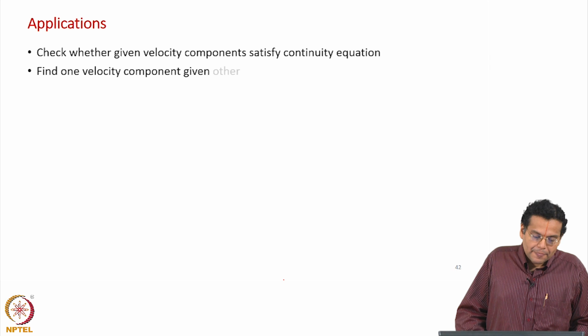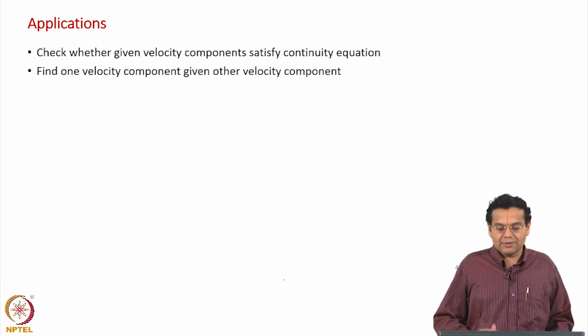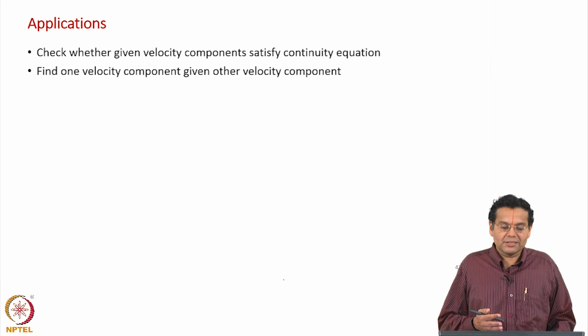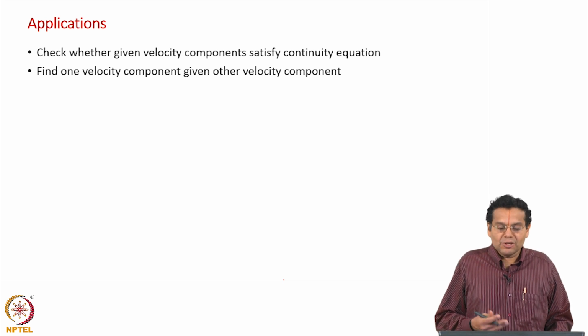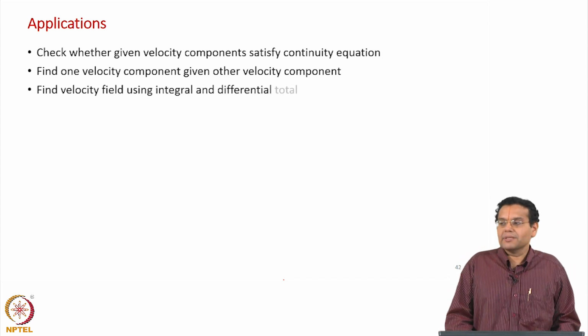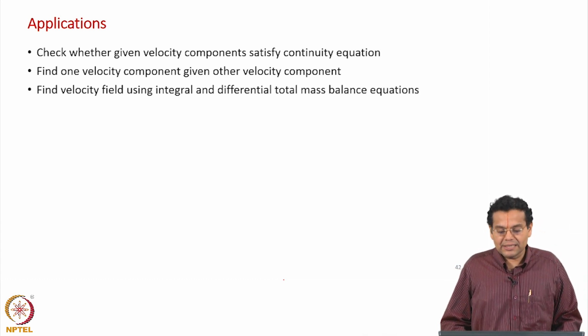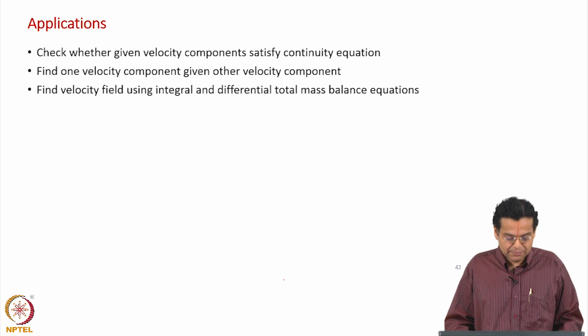Second, if you know one velocity component, you can find the other velocity component. As we have seen, the continuity equation puts a restriction on how one velocity component depends on the other. So if you specify one, let us say in 2D, you cannot independently specify the other; it is constrained by the mass balance. A third example is that under certain conditions you can use the integral and differential mass balance equations to arrive at the velocity field. It is a good example.